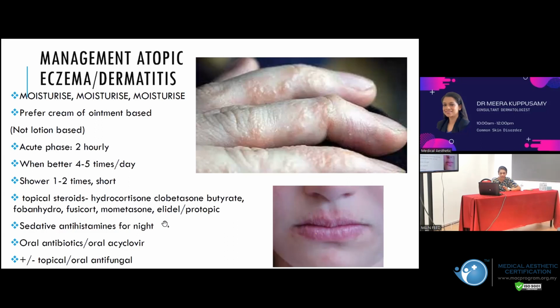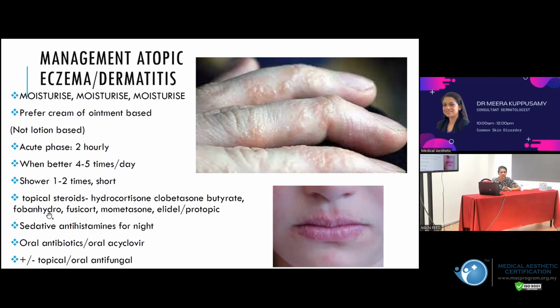And Elidel and Protopic are the only two available in Malaysia that are non-steroidal. Okay, so Elidel is made from pimecrolimus, Protopic is tacrolimus. So these are non-steroidal, can use on the eyelid as well. Because we don't use steroid on the eyelid, which can cause cataract and glaucoma. So only these two can be used on the eyelid, on genitals, and also can be used long-term.